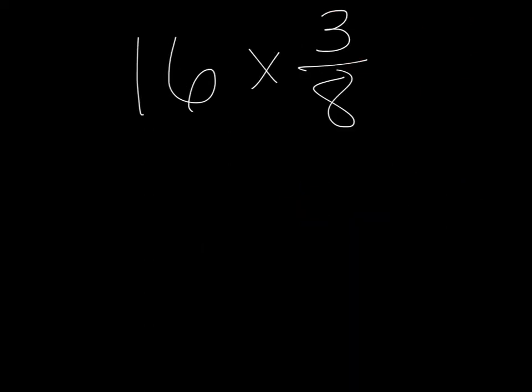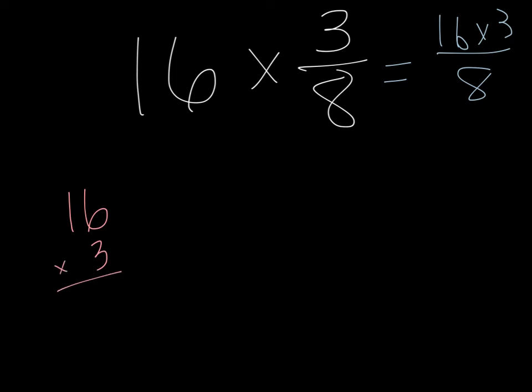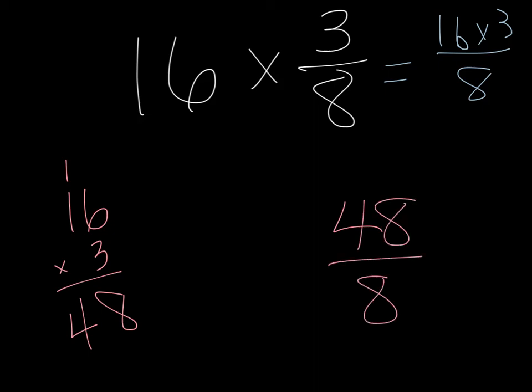Our next problem is 16 times 3 over 8. So we would convert that to 16 times 3 over 8. And don't try to do all of these by mental math. If you need to come over to the side and scratch out your multiplication, please do so. So I would do 3 times 6 equals 18, carry my 1. 3 times 1 equals 3, plus 1 is 4. So I know that it is 48. So 16 times 3/8 equals 48/8.